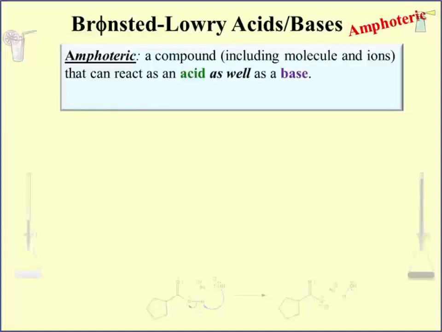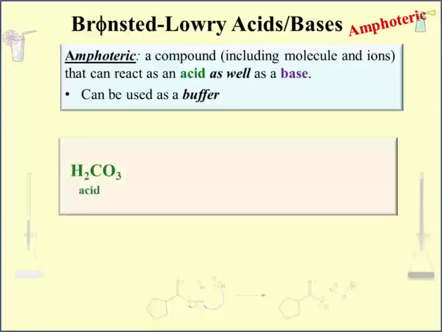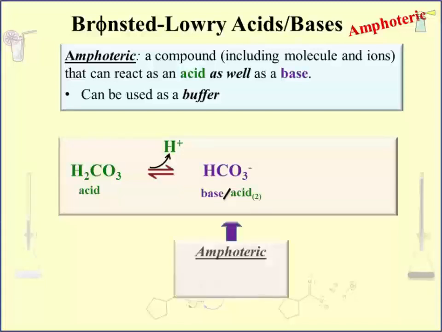Amphoteric: a compound, including molecules and ions, that can react as an acid as well as a base. Importantly, it can be used as a buffer, which is a topic in the pH and titration lecture. Say we have the diprotic acid, carbonic acid. It is a weak acid, but sometimes it gives up a proton, leaving the compound bicarbonate, HCO3-1. Sodium bicarbonate is baking soda.